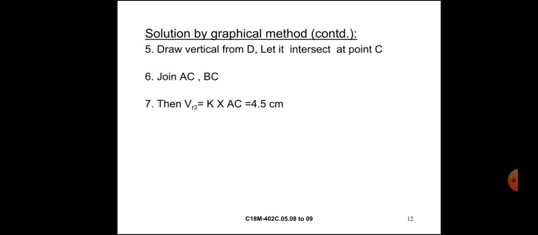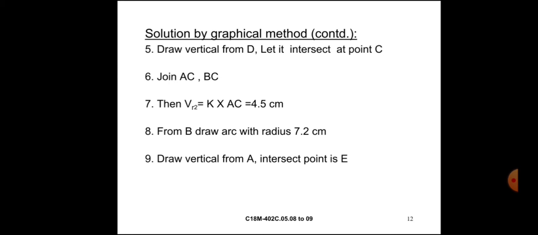VR2 means steam outlet relative velocity, constant times AC. From B, draw an arc with radius 7.2 centimeter. Draw a vertical from A, the intersection point is E. Join BE. This is the solution by graphical method.